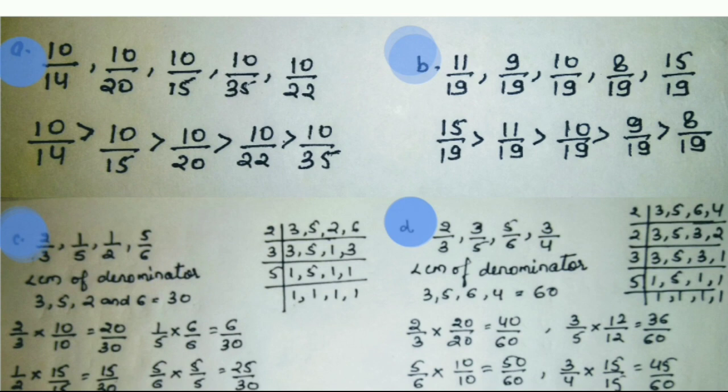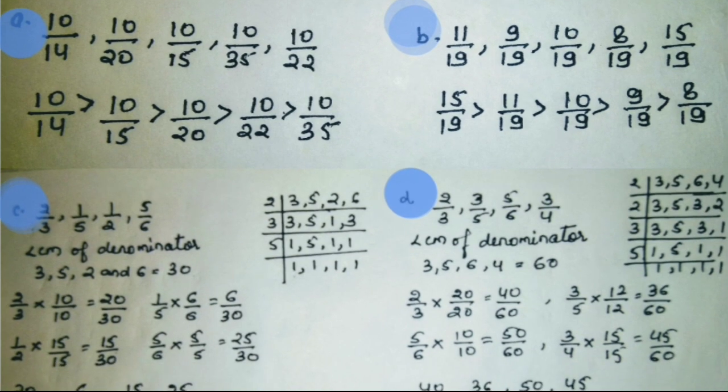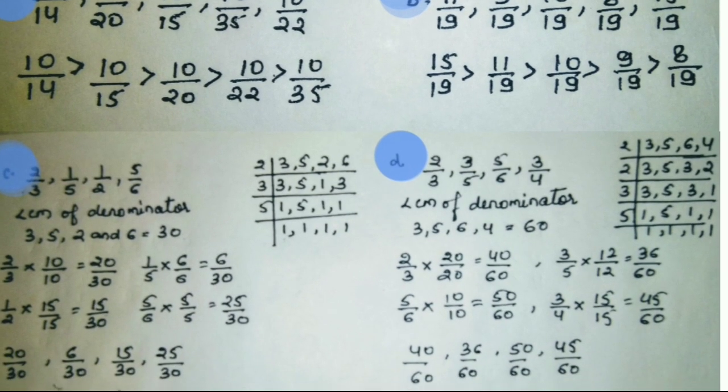Same in this one. What is the same here? Denominators are the same and numerators are different. So when you have different numerators, you can arrange them in sequence like 1, 2, 3, 4, 5, 6, 7, 8. Here we have to arrange in descending order. So we do the opposite: 15, 11, 10, 9, 8, and the denominator is 19.